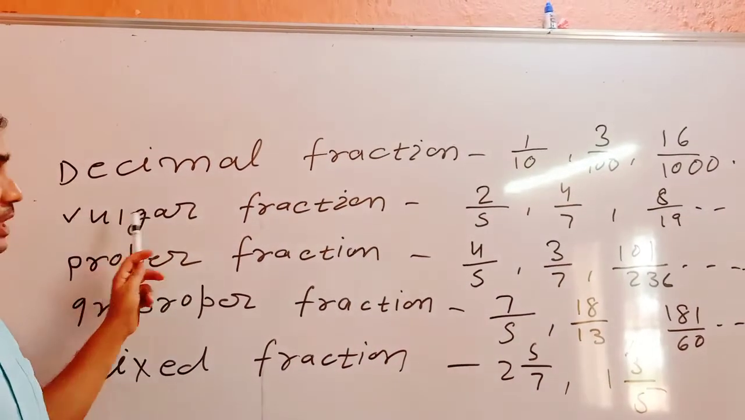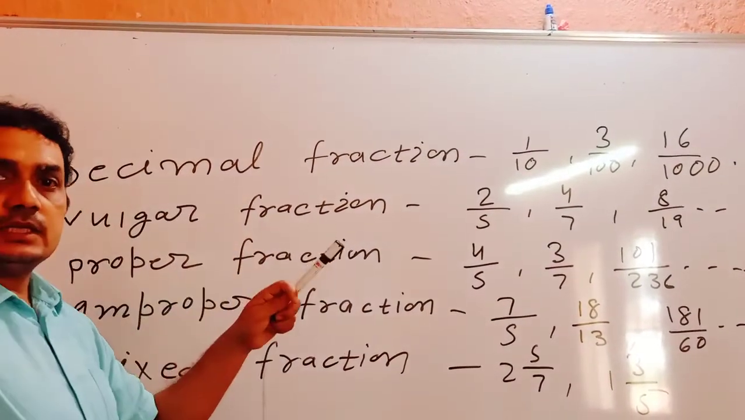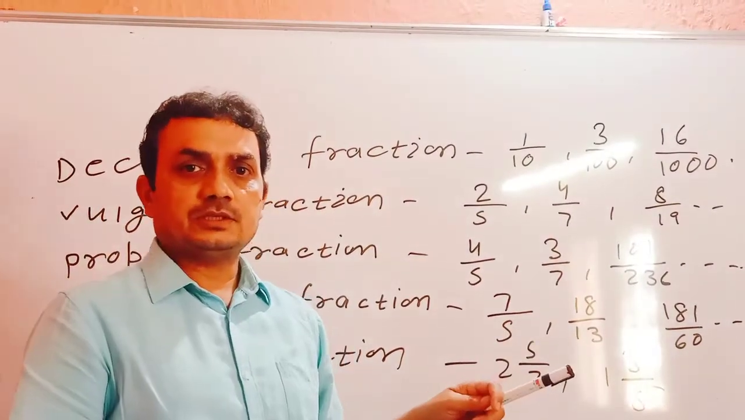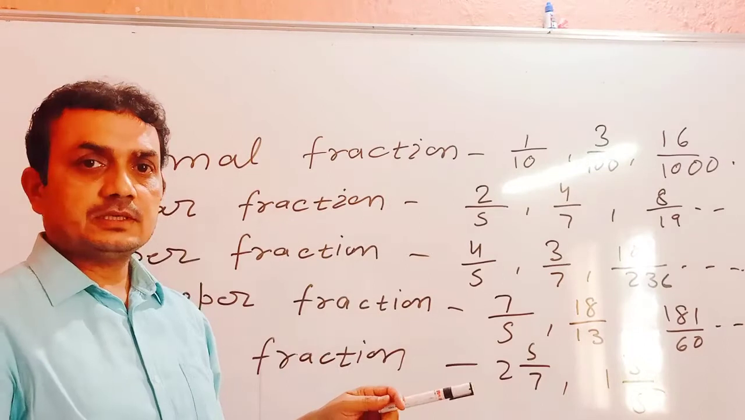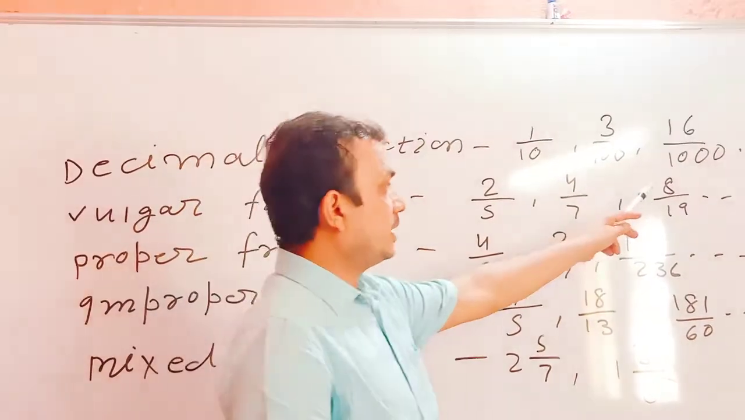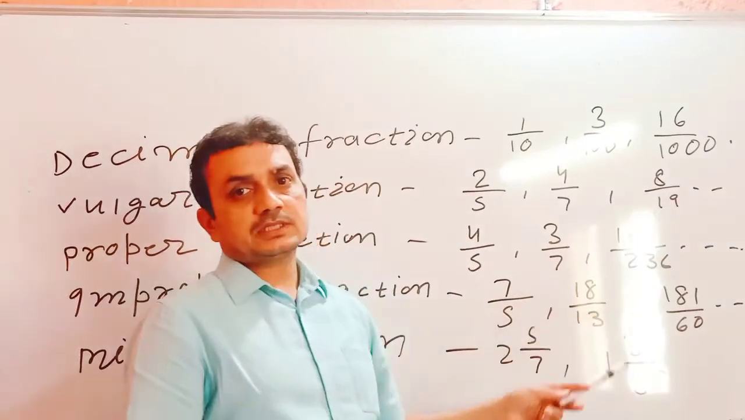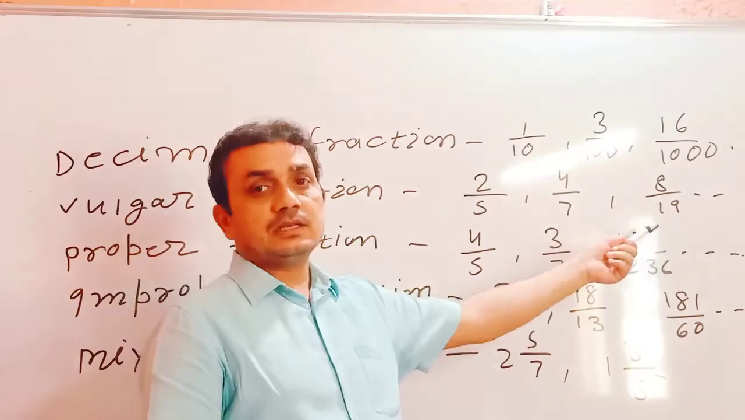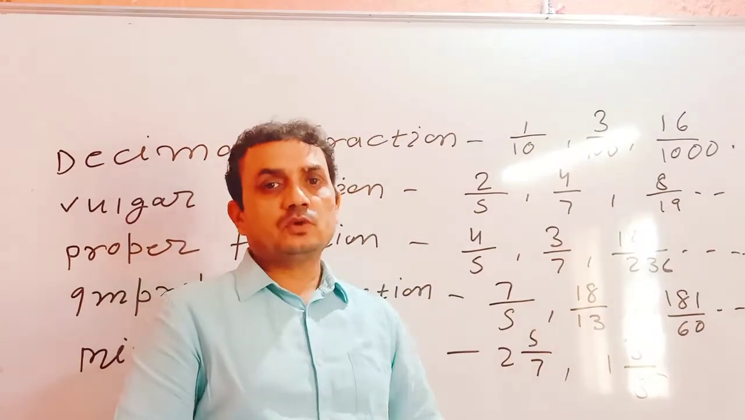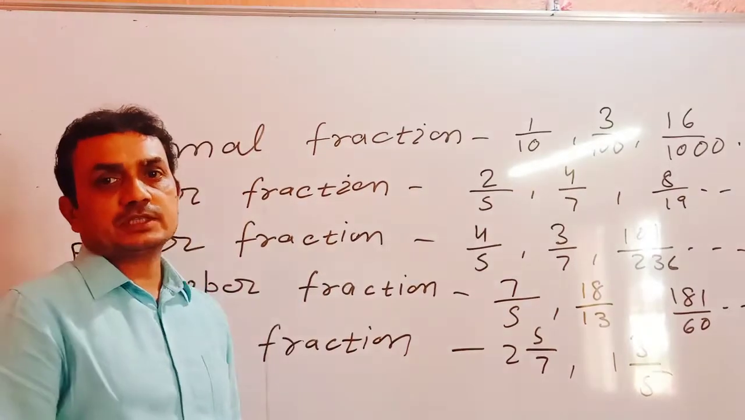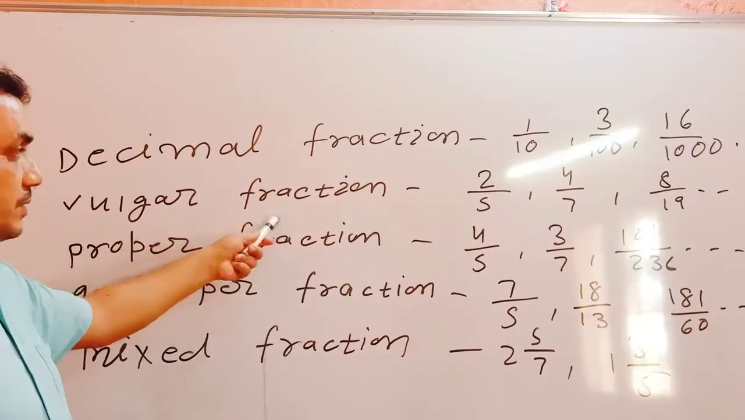Second is regular fraction. Denominator is other than 10, 100 and 1000. Just I explain. Our fractions are 2 by 5, 4 by 7, 8 by 19. In these fractions, we see that the denominator is 5, 7, 19 and so on, other than 10. So this type of fraction is called a regular fraction.